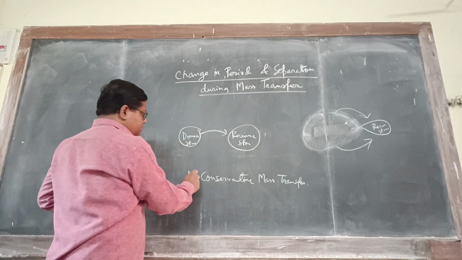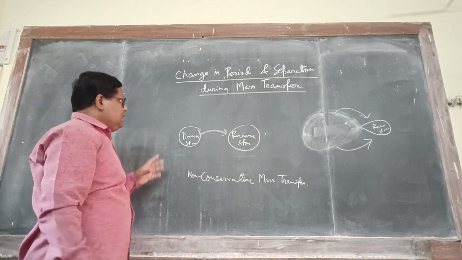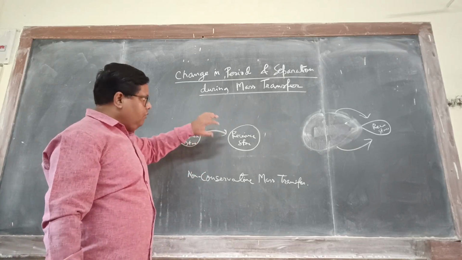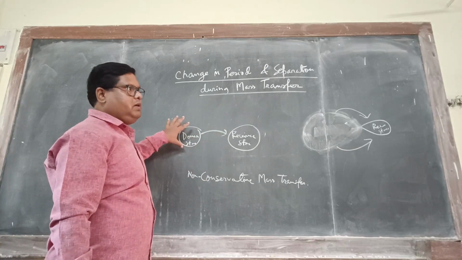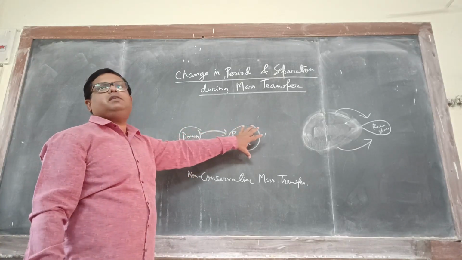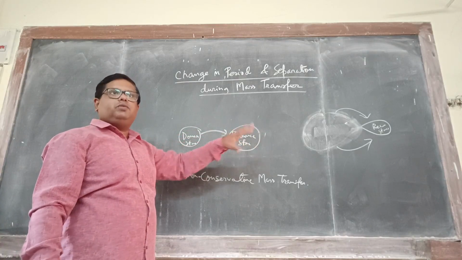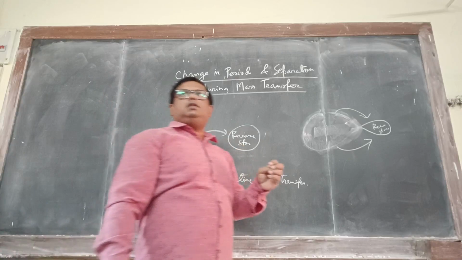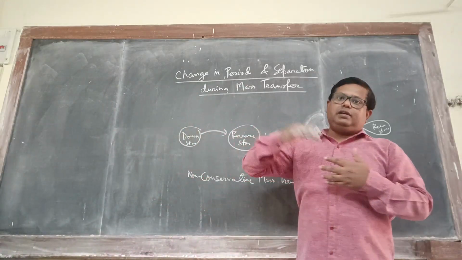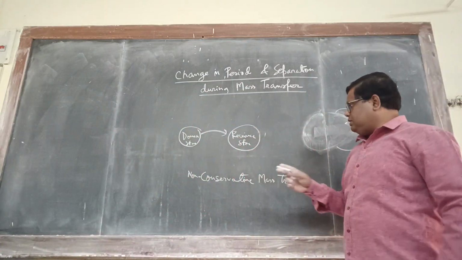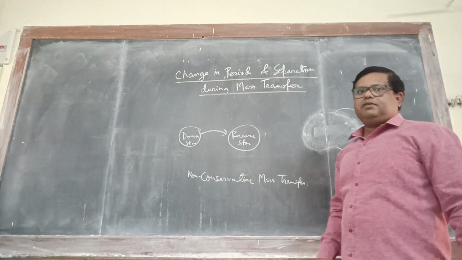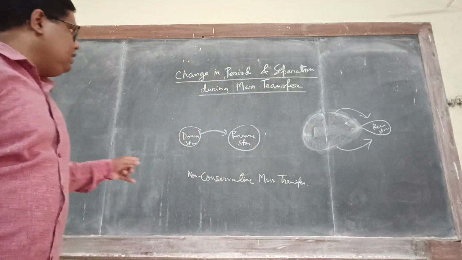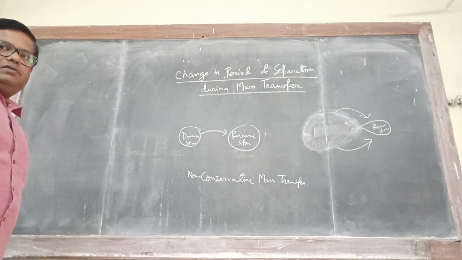Then we have non-conservative mass transfer. What is that? Some of the mass lost by the donor star is not received by the receiver star, or you can say the receiver star is unable to absorb all the matter that is flowing from the donor star. So in that case we have non-conservative mass transfer. Now we will consider particularly the case of conservative mass transfer.